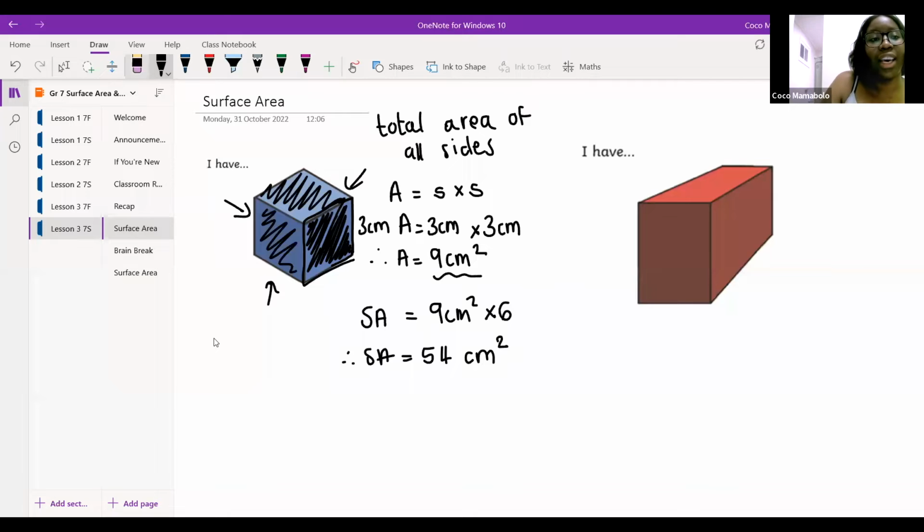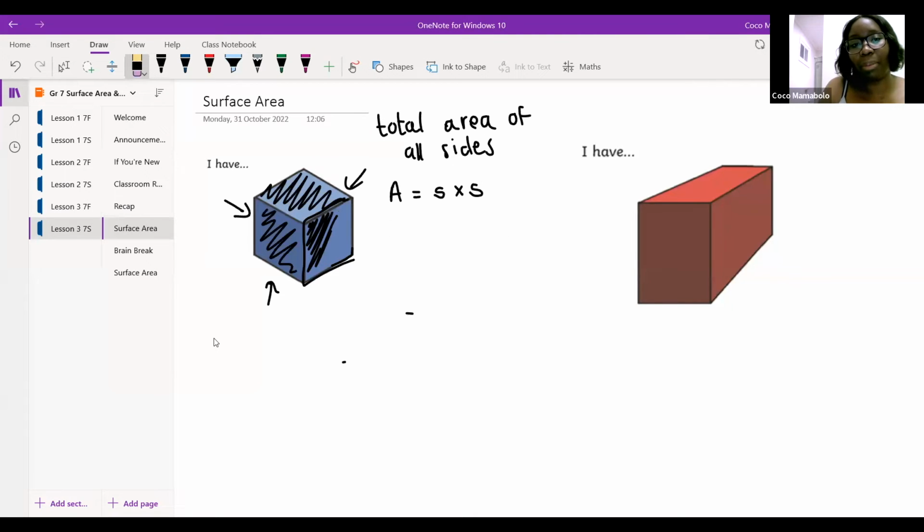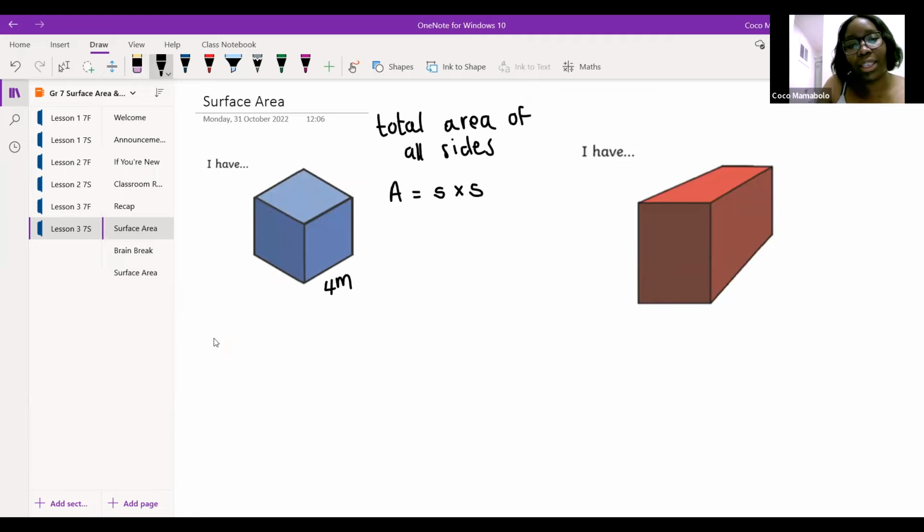Let's try this one again. All right, I'm going to leave the formula up for you. Area is equal to side times side. If this side over here is 4 meters, Carrie, how am I going to calculate for this?